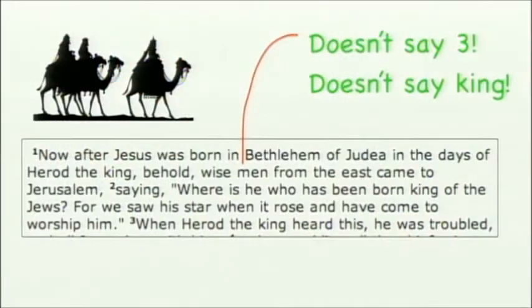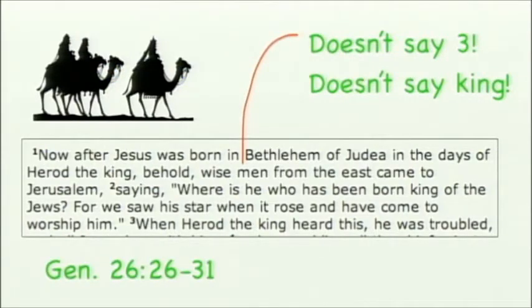So where did this come from? If it doesn't say three and it doesn't say king, where do we get the song and the tradition from? You go buy a nativity scene. You'll get a discount if they don't have three of them. Someone will say, this is defective. There aren't three kings. So where does it come from?